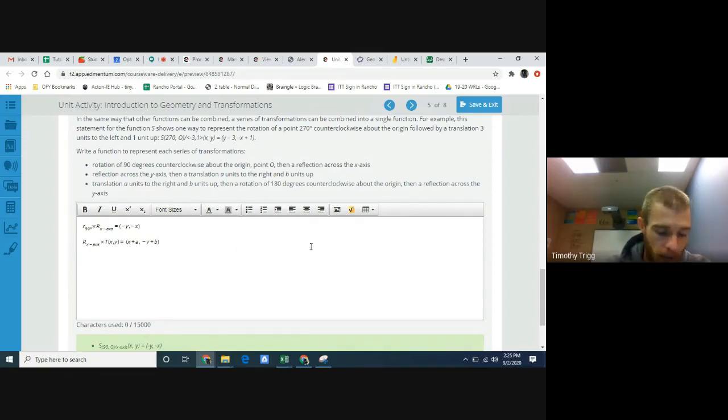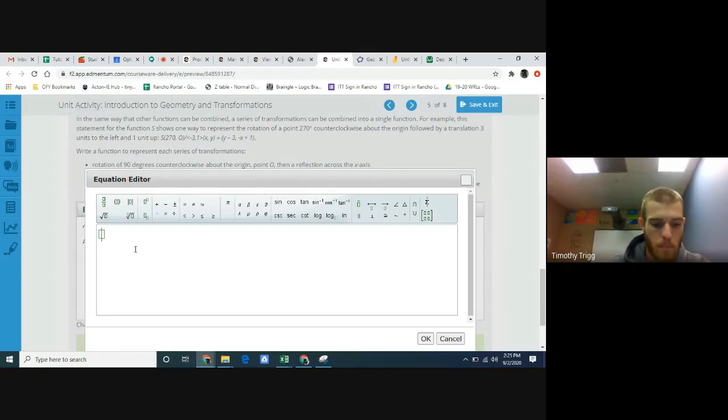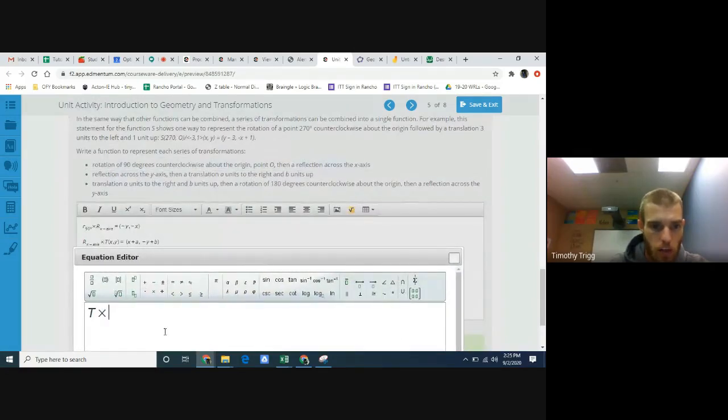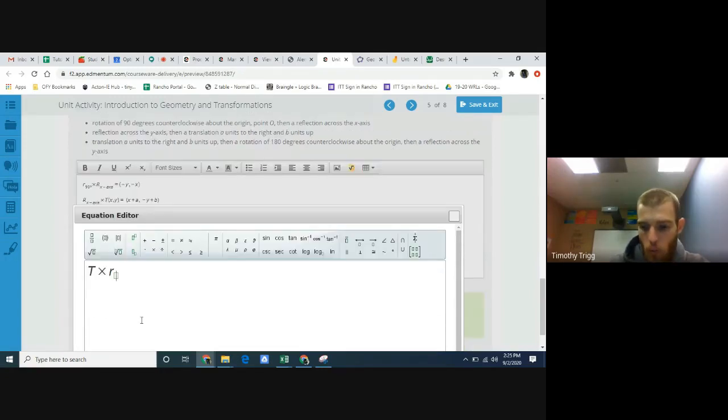then reflect across the y-axis. So there's a lot going on here. So first, it's going to be a translation. And then it's going to be a rotation, 180 degrees. Give me a hard time. 180 degrees. And then it's going to be a reflection across the y-axis. So reflection across y-axis. x, y.